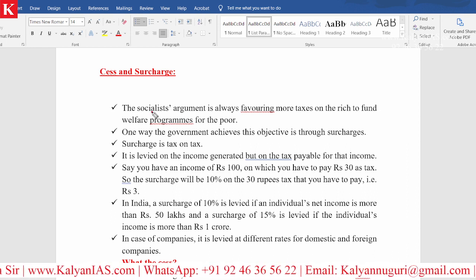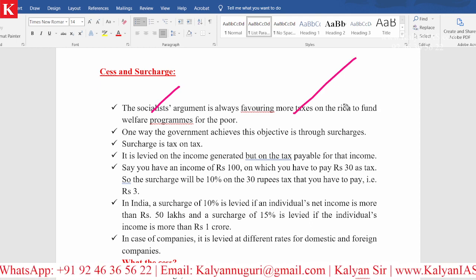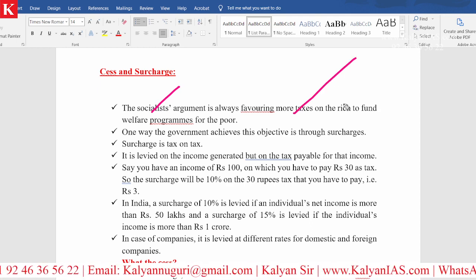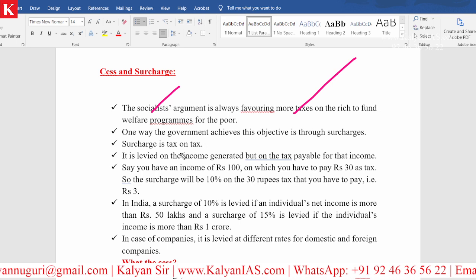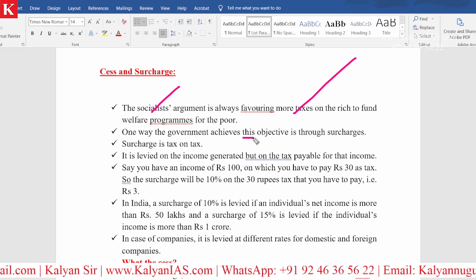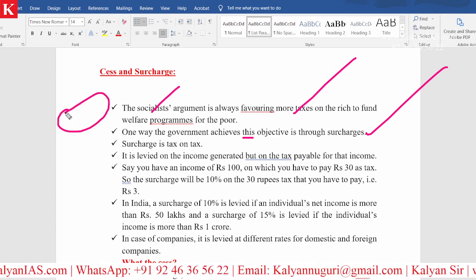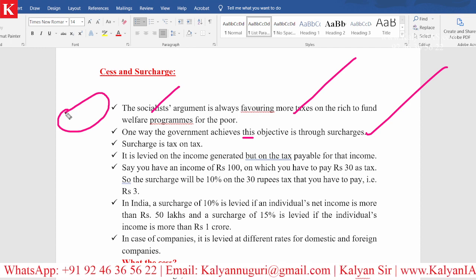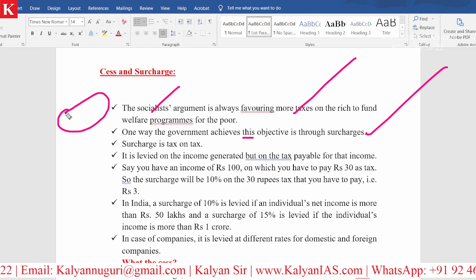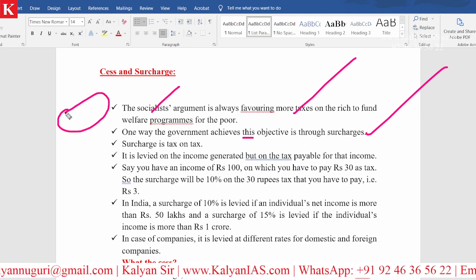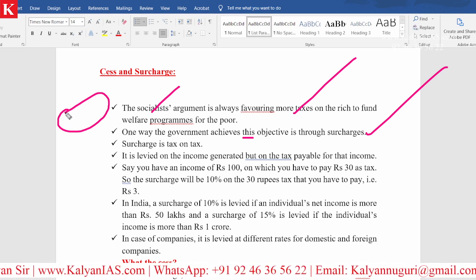So the socialist argument is always favoring more taxes for the rich, because they are earning more, they have to contribute more for the welfare programs of the poor. One way the government achieves this objective is through surcharges, because when it comes to income tax, according to their income levels and whatever tax brackets they fall in, they will be paying some tax. But when it comes to surcharge, whenever net income exceeds a particular level, then surcharge will be charged.